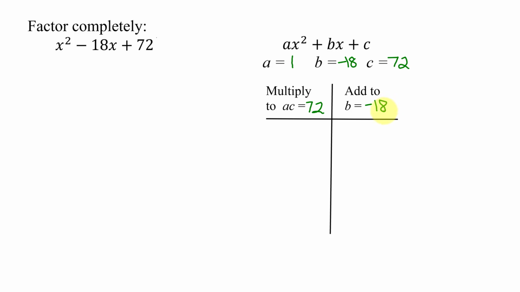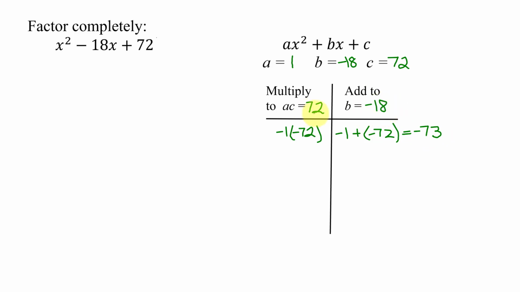Now hopefully these numbers come to you quickly, but if they don't, I'm going to show you a systematic method of finding them. I need two numbers that multiply to a positive. That says the signs have to be the same. And if they add to a negative, both signs have to be negative. So I always start with 1 and the number, or in this case, since I need two negative numbers, negative 1 and negative 72. Those multiply to positive 72. Negative 1 added to negative 72 gives me negative 73. Definitely not the number I'm looking for.